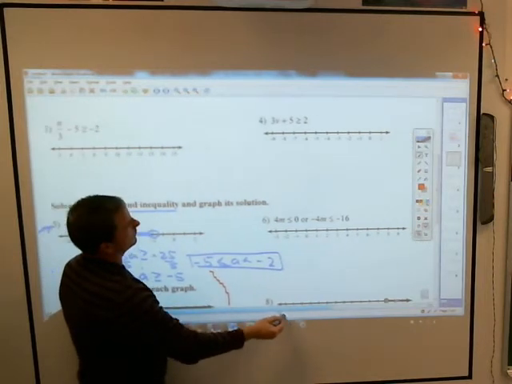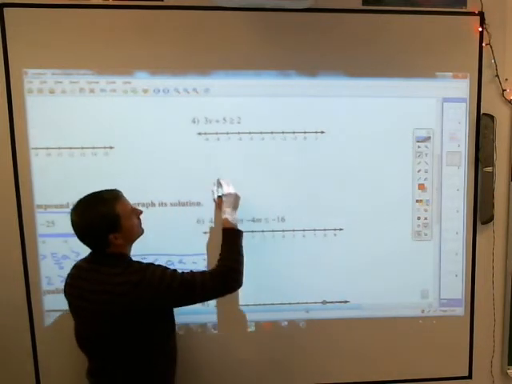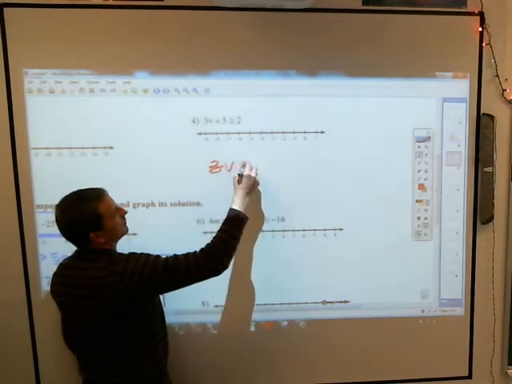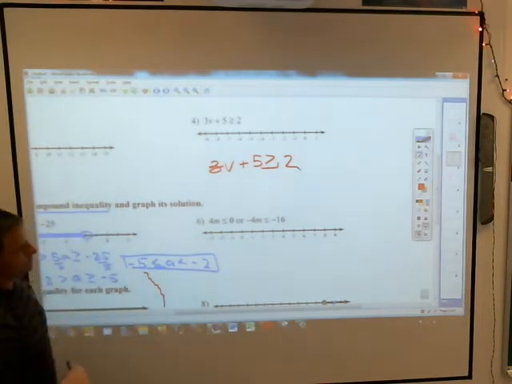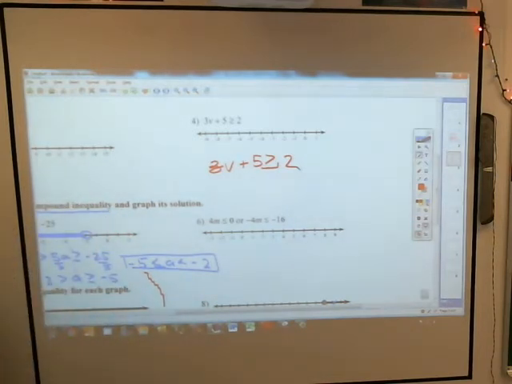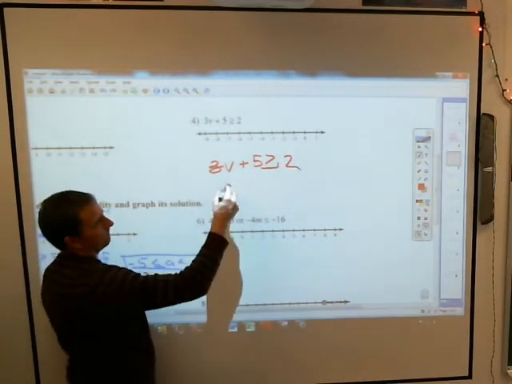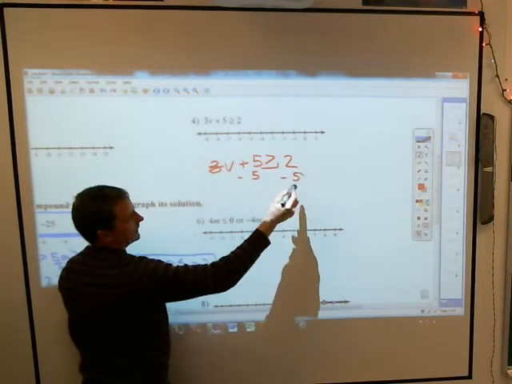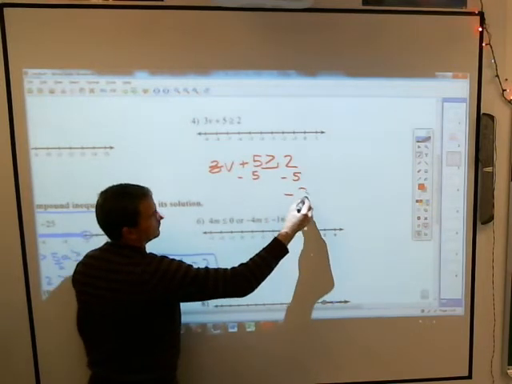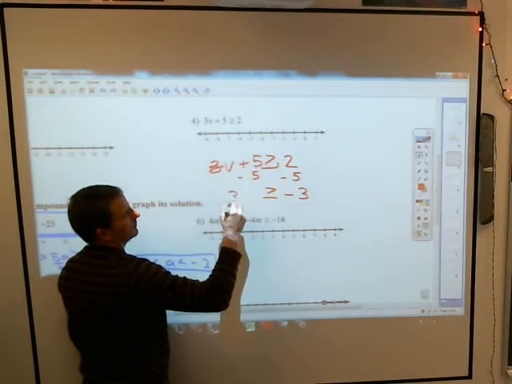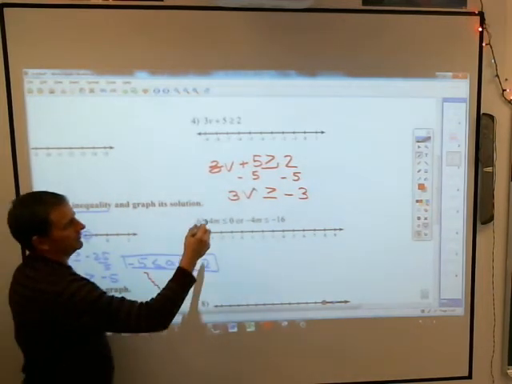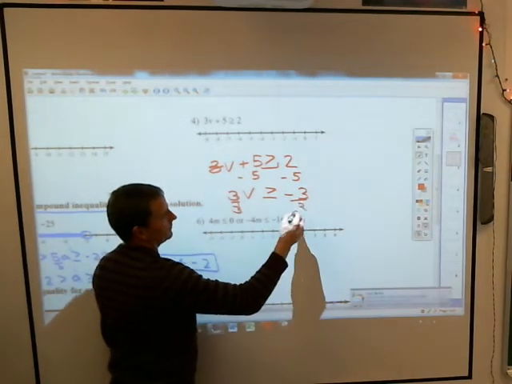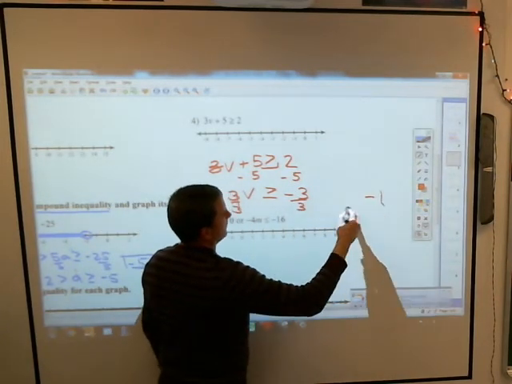What did you get, Riley, for number 4? For 4, I got a closed circle at -1. All right. If that's an equation, Riley, what's the first thing you get rid of? 5. And how do you do that? Subtract 5. And if I subtract 5 from 2, I get -3. How do I get V by itself, Riley? Divide by 3. If I take -3 divided by 3, I get a -1.